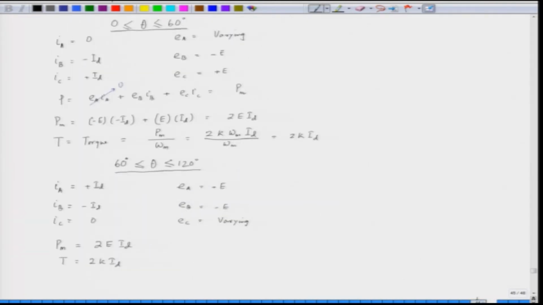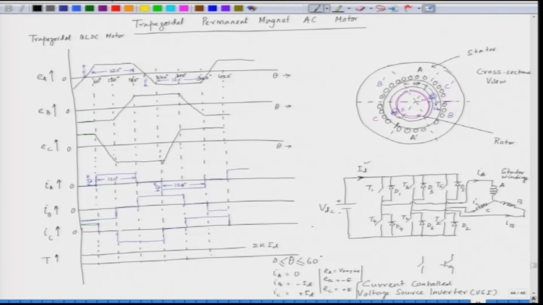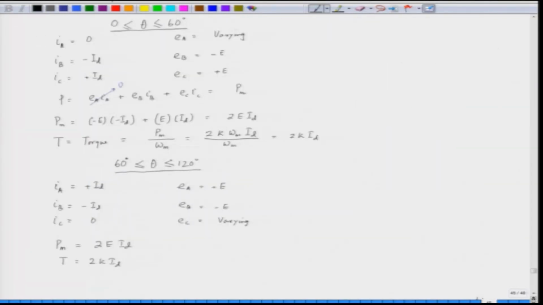So, this is a brushless DC motor, but this is a trapezoidal brushless DC motor here, and because the currents are quasi rectangular in nature, we can maintain or we can have minimum torque ripple. So, the advantage of this drive is reduced torque ripple.